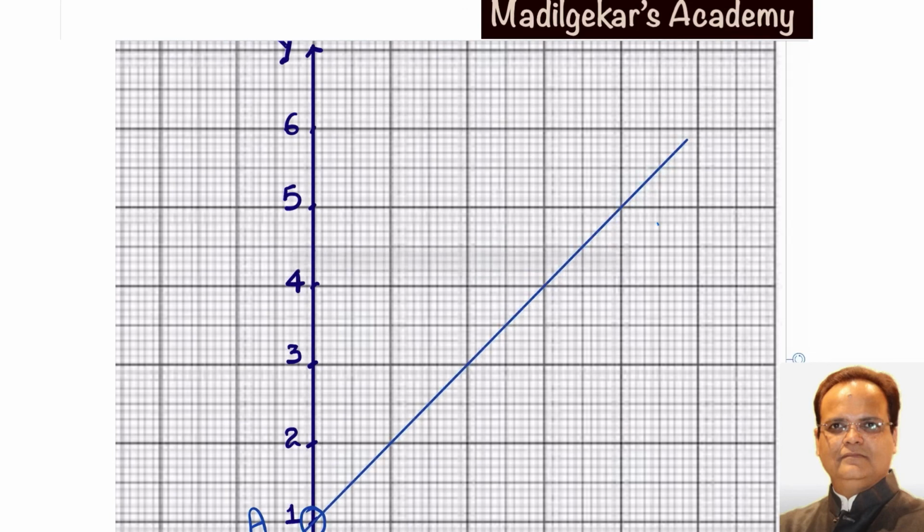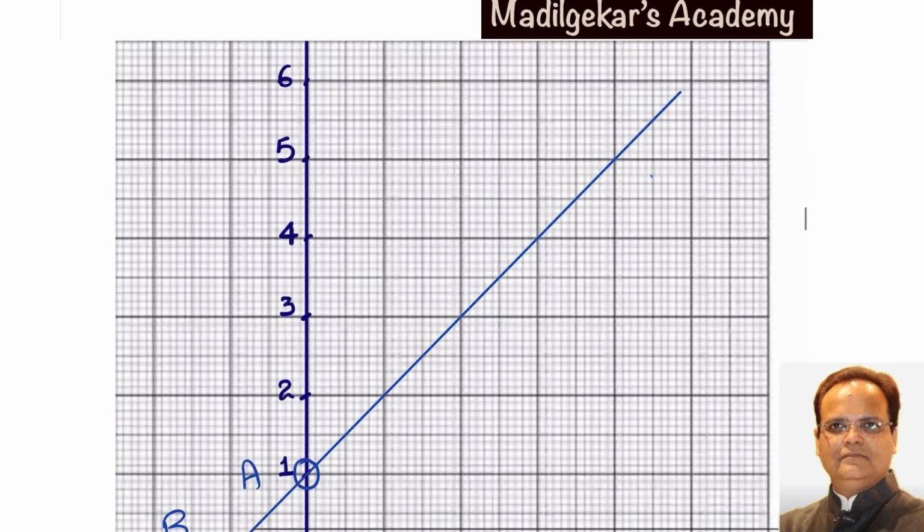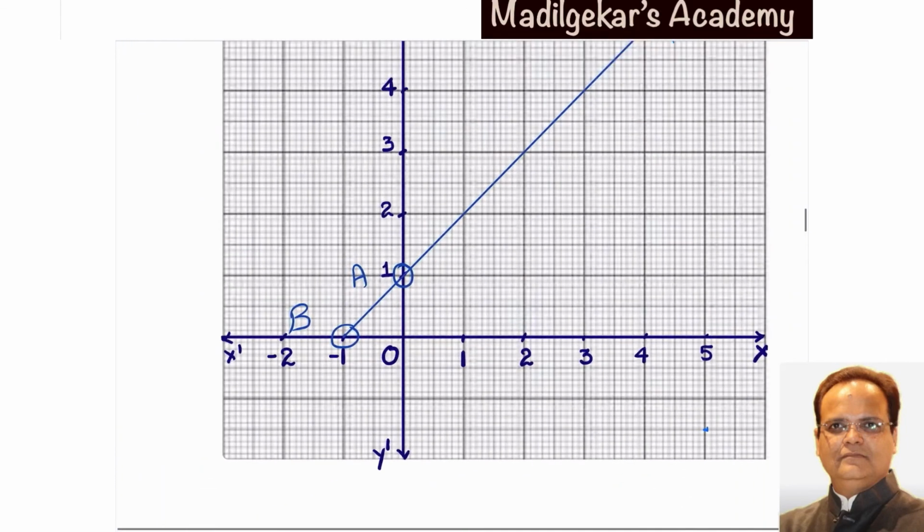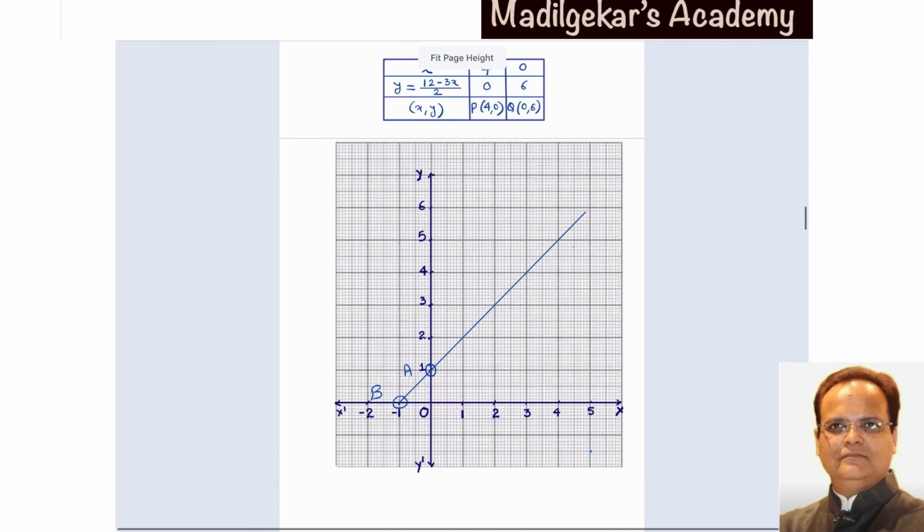Second is (4, 0). The point (4, 0) lies on the x-axis. So this point is P. The second is (0, 6). It lies on the y-axis. So join P and Q.